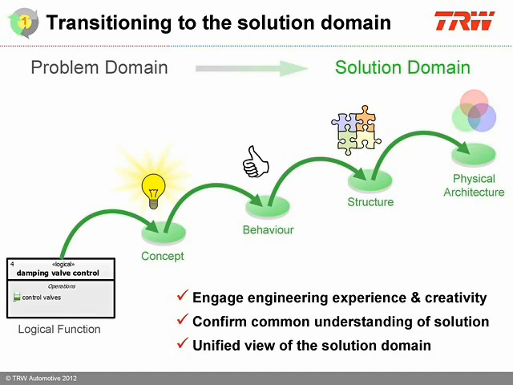The architectural solution for the ECU is defined in terms of how hardware and software elements shall be used to fulfill the goals of the ECU. We call this the physical architecture. The transition from problem domain to solution domain is non-trivial and is performed in steps.